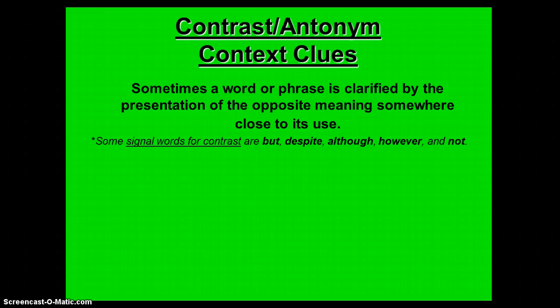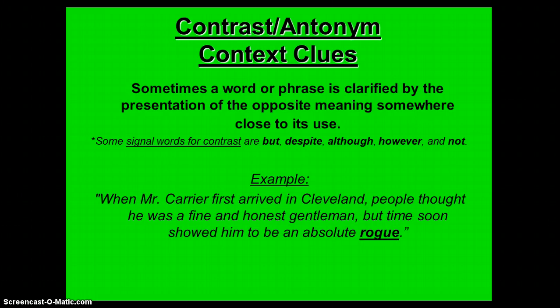And the last example I would show the students are contrast and antonym context clues. Sometimes a word or phrase is clarified because the opposite meaning is somewhere in the passage, and we have to look for those signal words that let us know that we're looking for a contrast or an antonym. Signal words such as but, despite, although, however, and not. And in the example, we see one of those signal words being used.